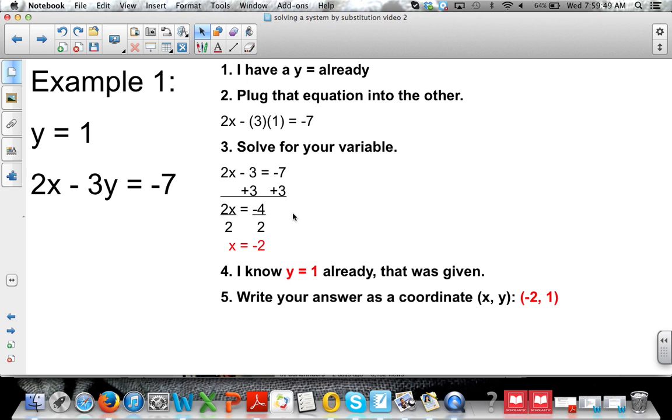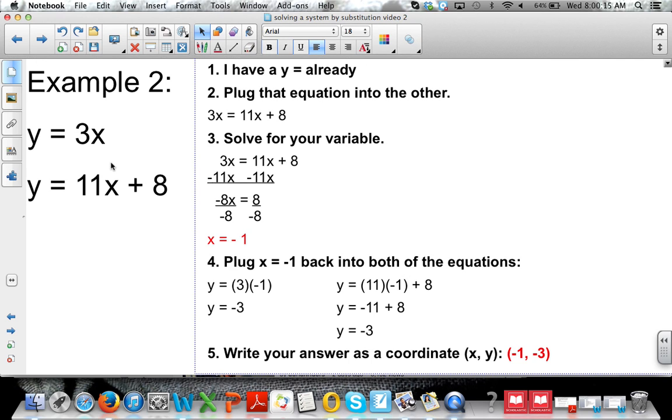So then you're going to write your answer as a coordinate. So I've got x is negative 2, y is 1, so I got to write it as negative 2 comma 1. So those are the simplest ones. If they just give you y or they just give you x, it's technically an equation. Like, we've graphed those before, what y equals 1 looks like and what x equals 2 looks like. But it is an equation. It's just they gave you what x or y is. It's easy.